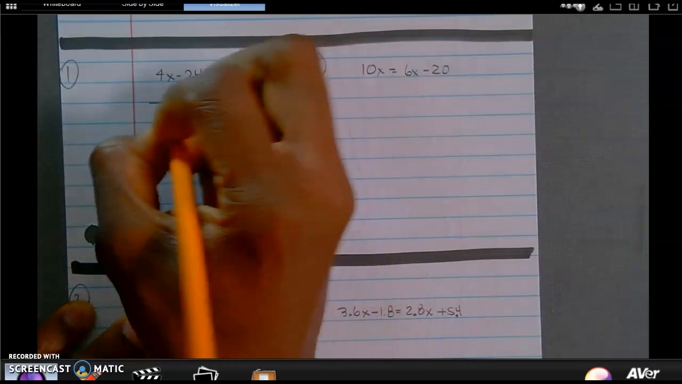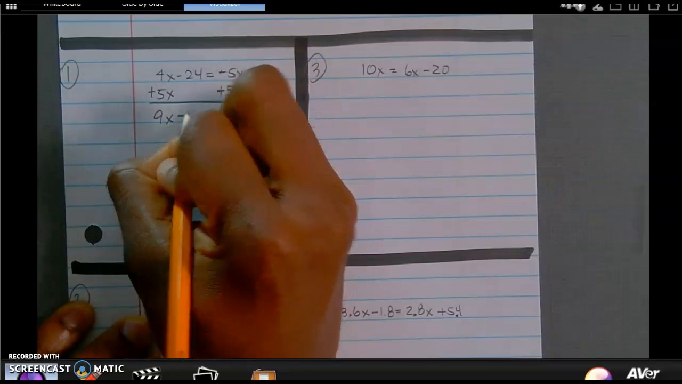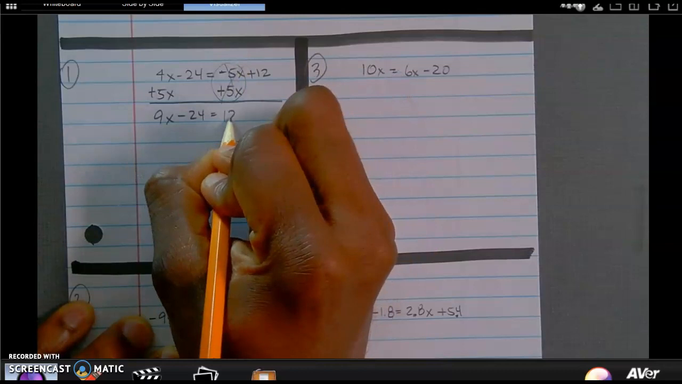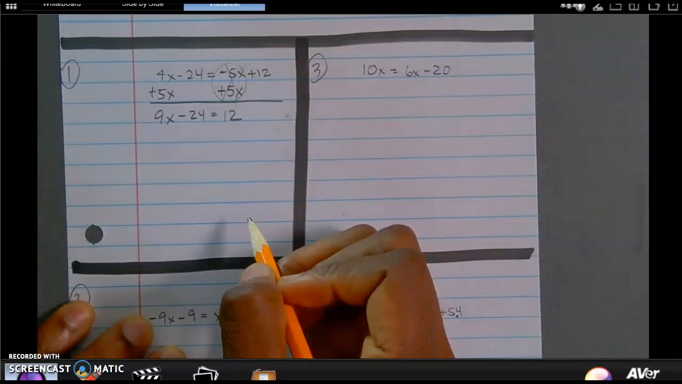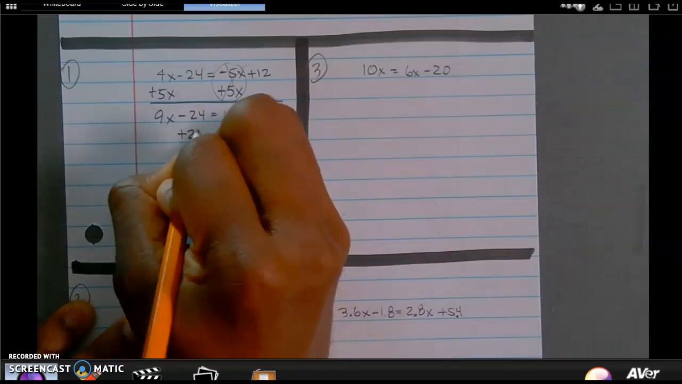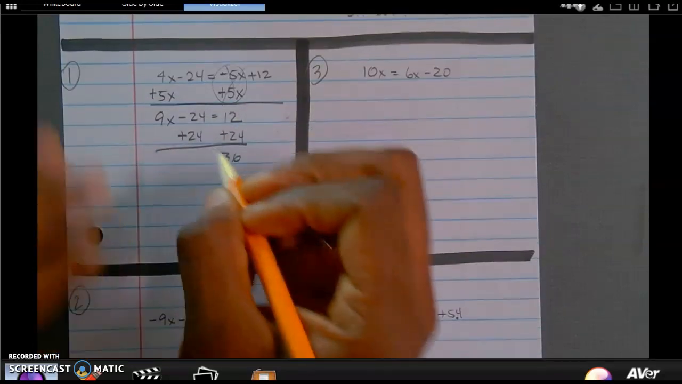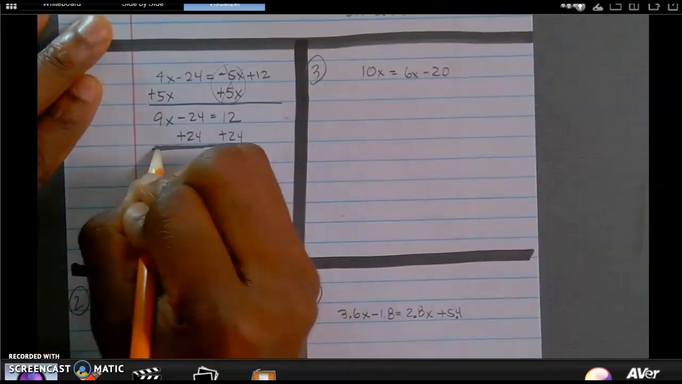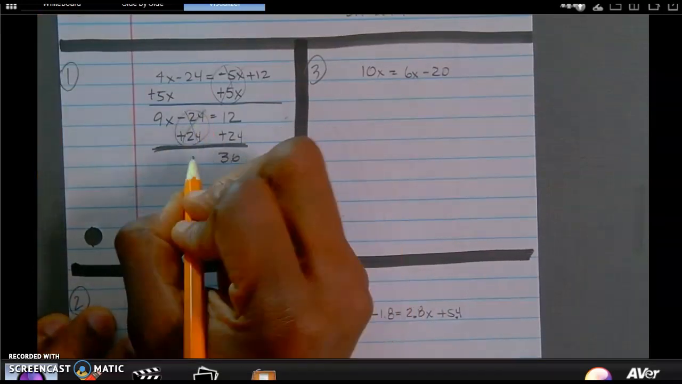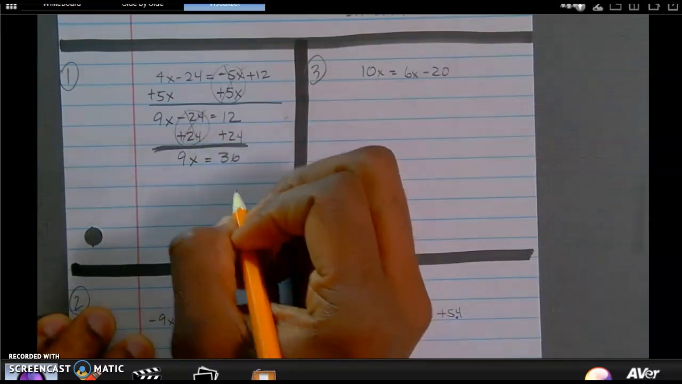So let's move everything. That becomes 5x. This is now 9x minus 24. Since this is now 0, this becomes 12. I'm going to move the 12 over. Okay, now it just looks like a regular equation. So I'm going to solve using the additive inverse first. This becomes 36. Let me make that a little bit straighter. Okay. Now, this is 0, of course. That goes away. This is equal to 9x is equal to 36.